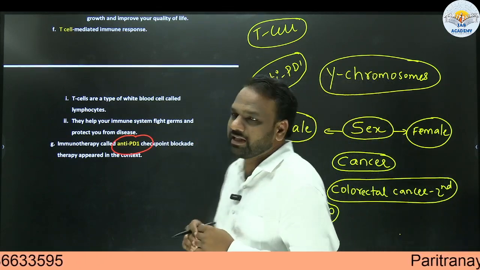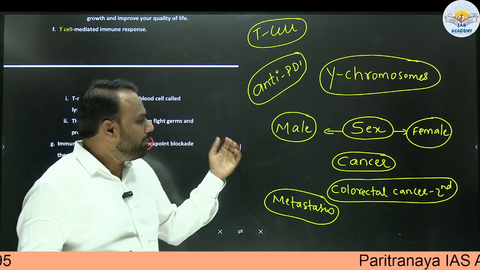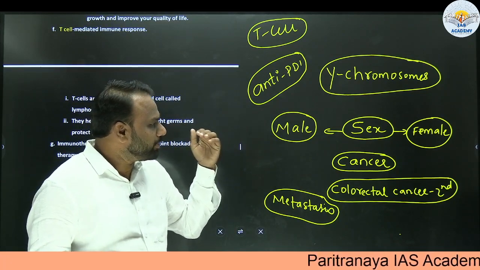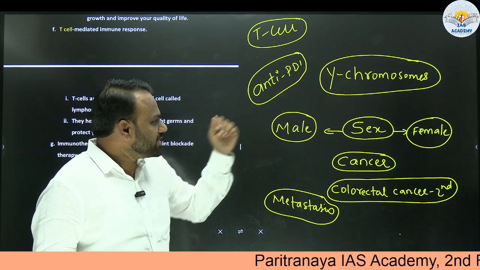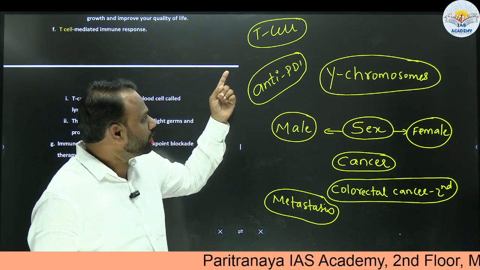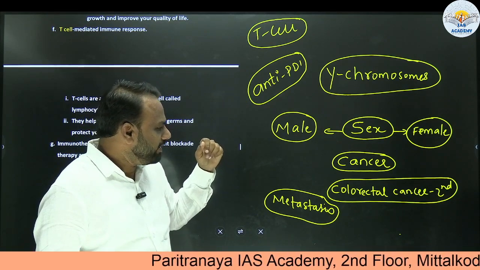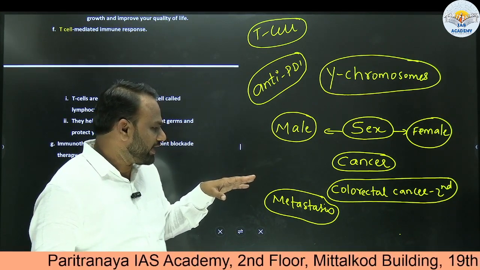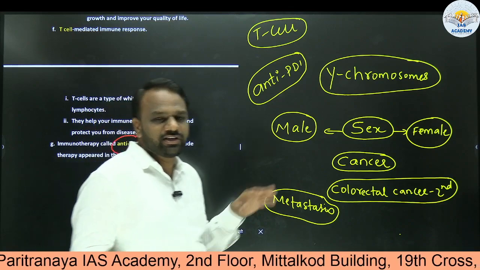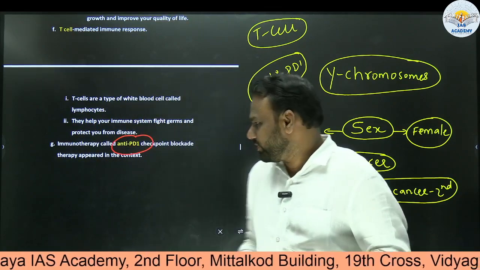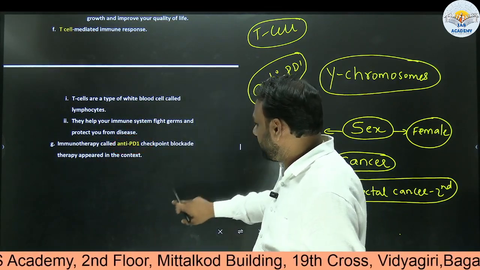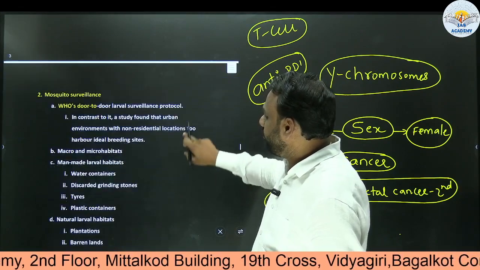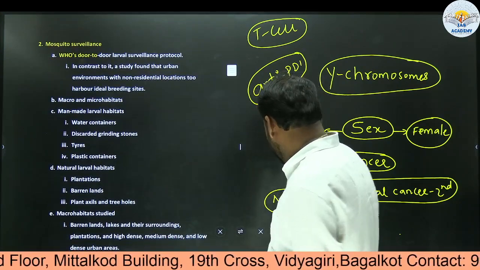So in this article, these are the important things: males are more vulnerable to cancer because of the presence of Y chromosomes. We got to know what is T cell, what is anti-PD1, the second most dominant cancer type across the world, colorectal cancer, and what is metastasis. These are the important contents of this article. Next we shall move on to the second article, that is mosquito surveillance.